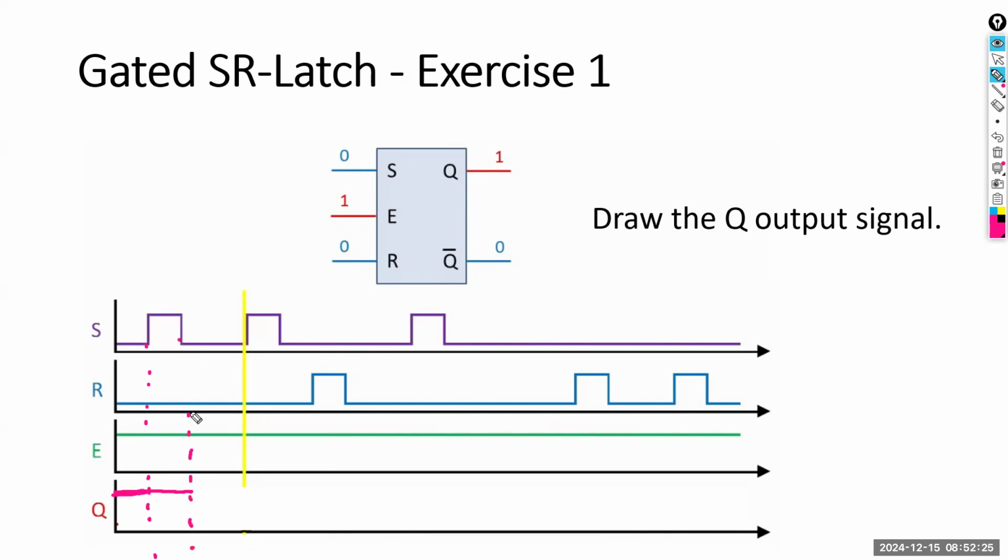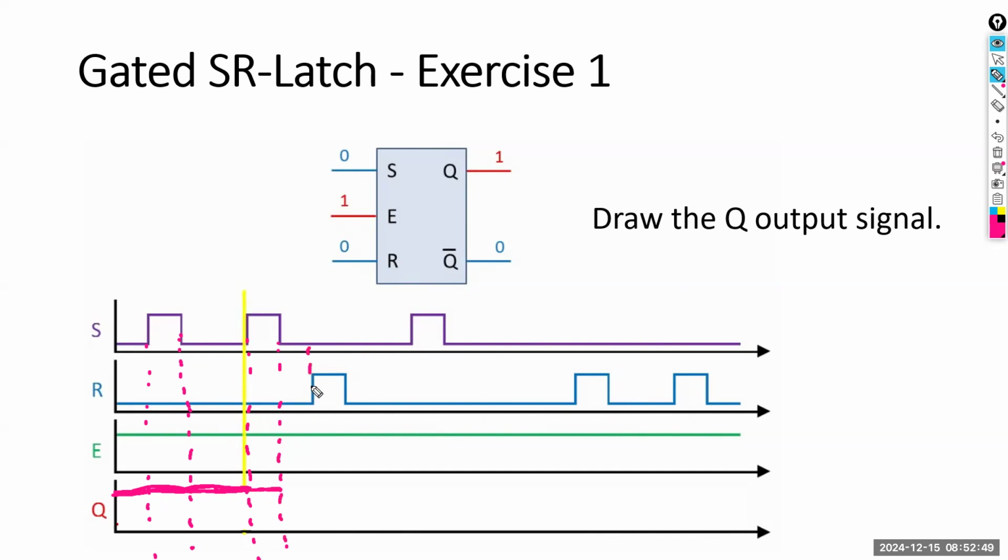So now at this point, again S is 0, R is 0. That means memory, right? Until this point. So memory means it retains the same value, right? It retains the same value. Now again S becomes 1. We don't care, right? S becomes 1 means again set, but anyway it is already set.